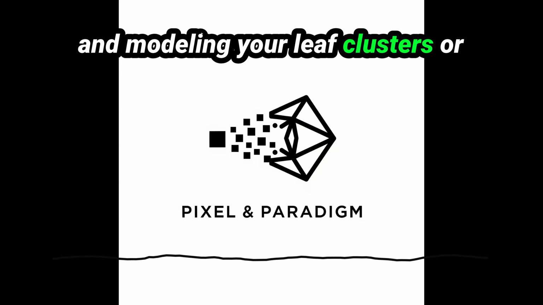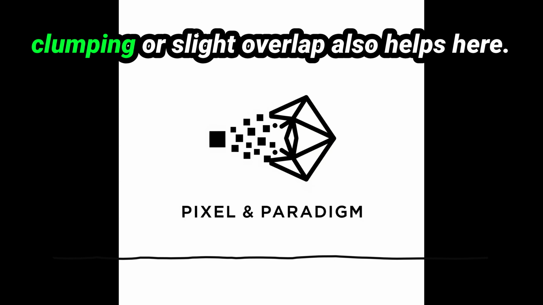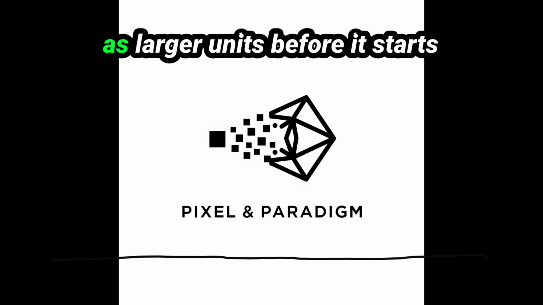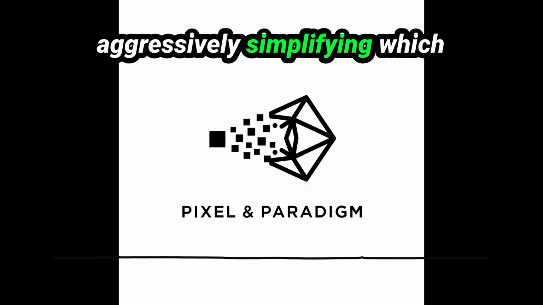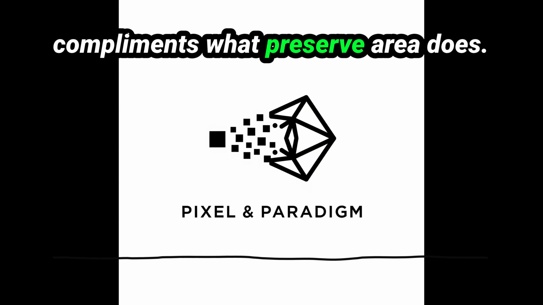And modeling your leaf clusters or components with some degree of natural clumping or slight overlap also helps here. It encourages Nanite to treat them as larger units before it starts aggressively simplifying, which complements what preserve area does.